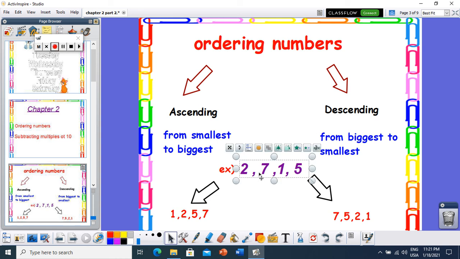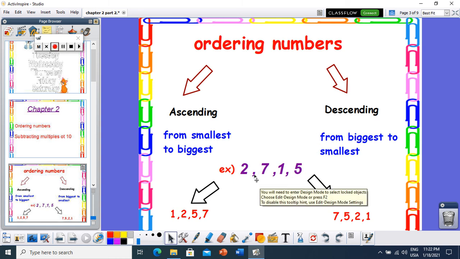For example, I have random numbers 2, 7, 1, 5. Then I need to arrange them in ascending order. We mentioned before that ascending means from the smallest to the biggest. Which number is the smallest? I think it's number 1. So I will write number 1 first, then I will cross it out.